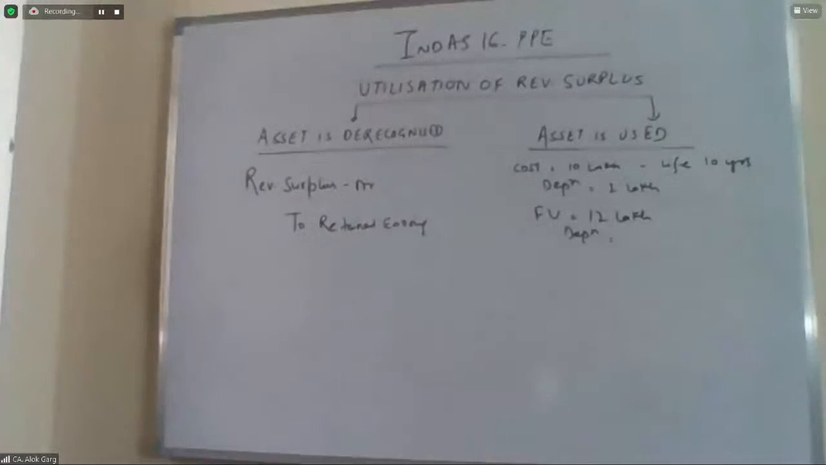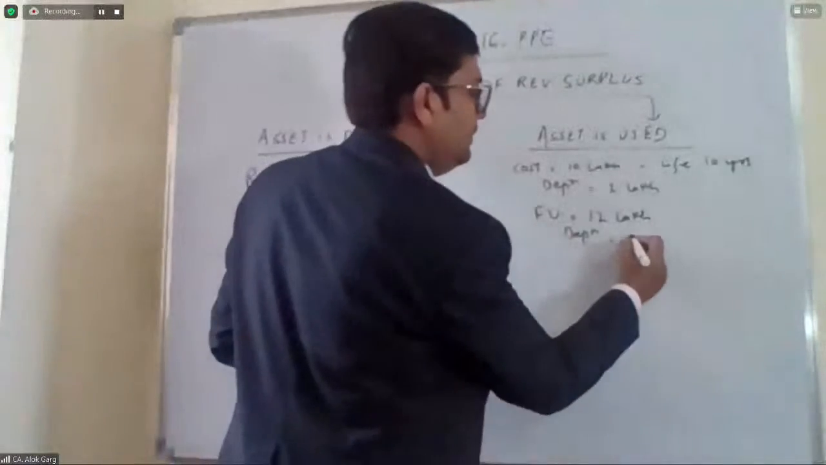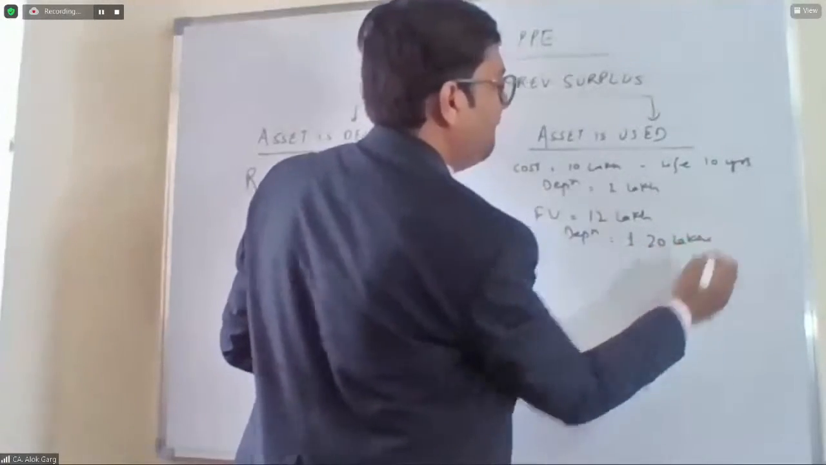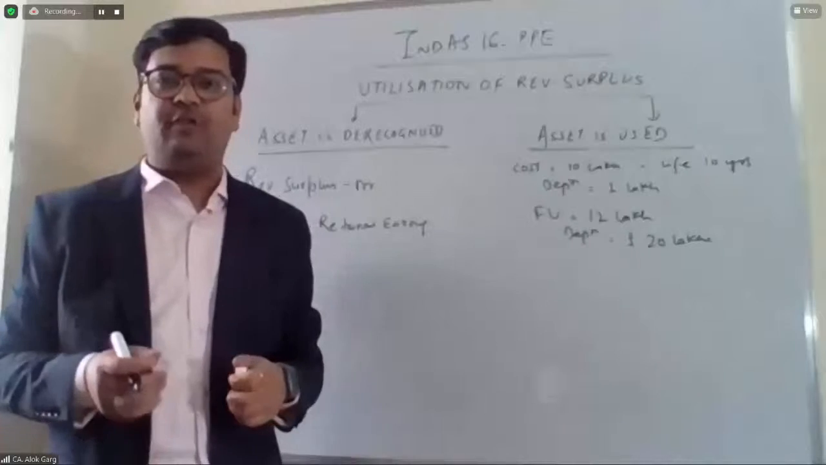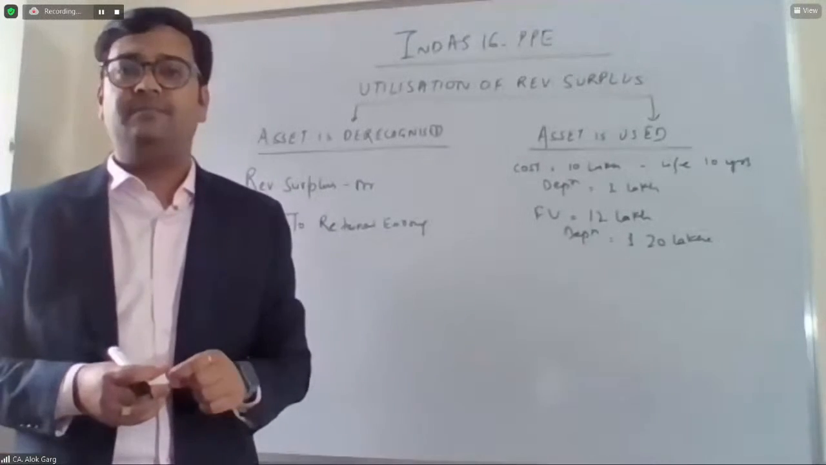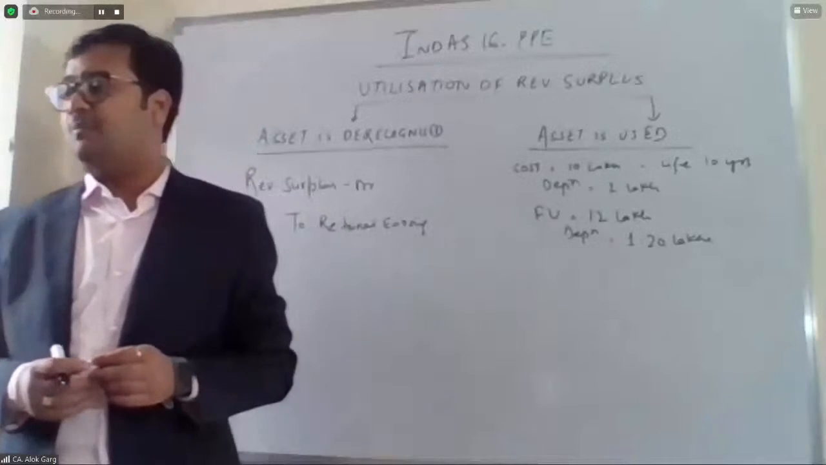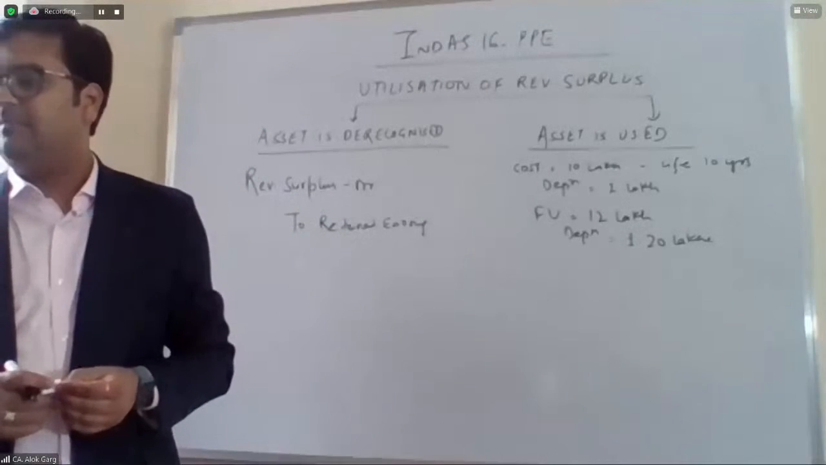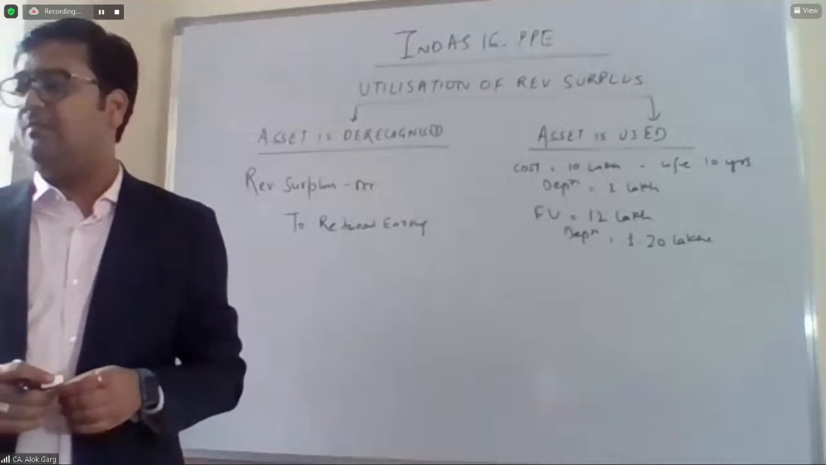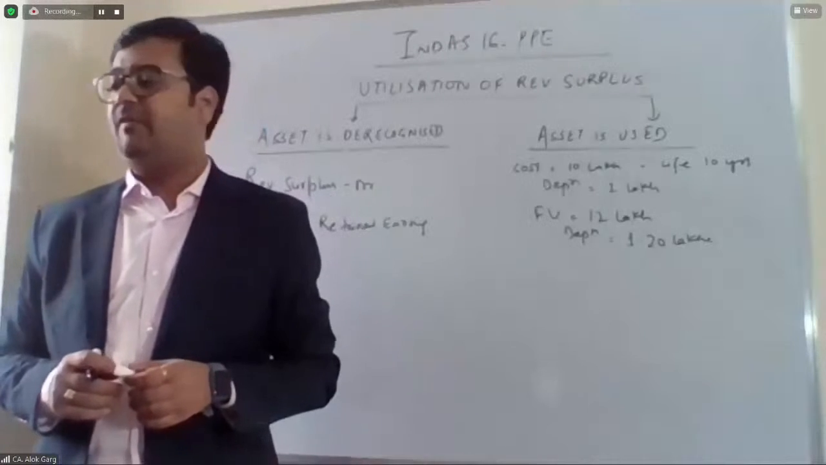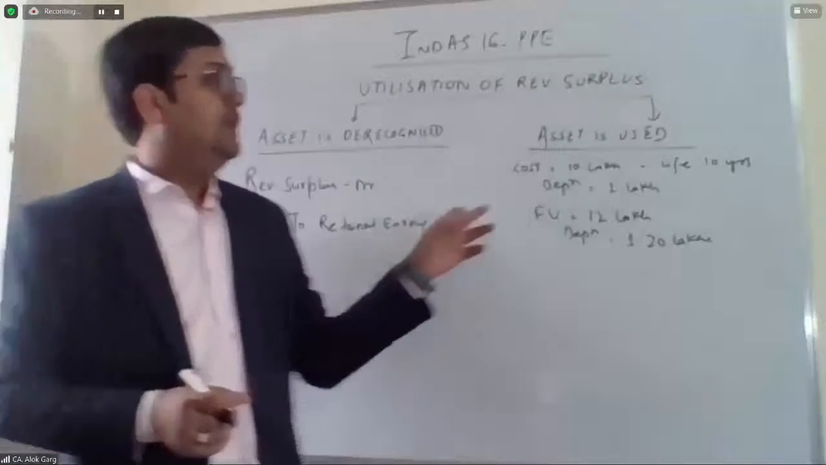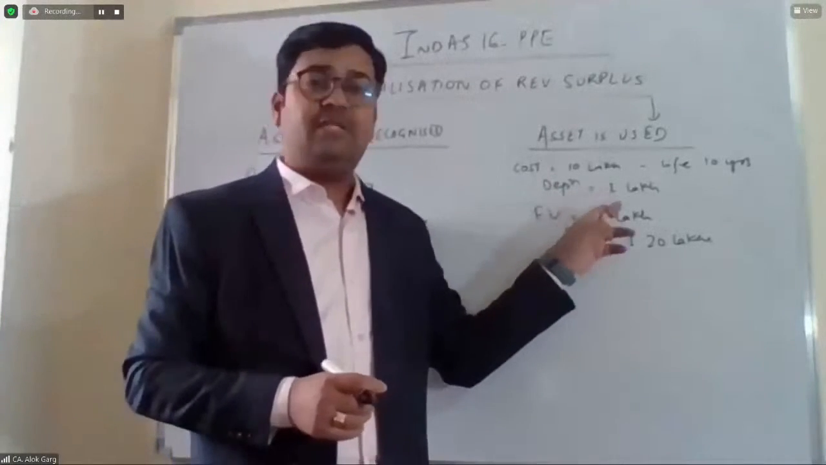Purushottam, what is the amount of depreciation per year? Please reply. It will be 1.20 lakhs, 1,20,000. Is it okay? Guys, I'm only getting a response from 5-6 students. What about Chavi, Preeti, Ambika, Purushottam, Kaustav, Vaibhavi? Okay, great.